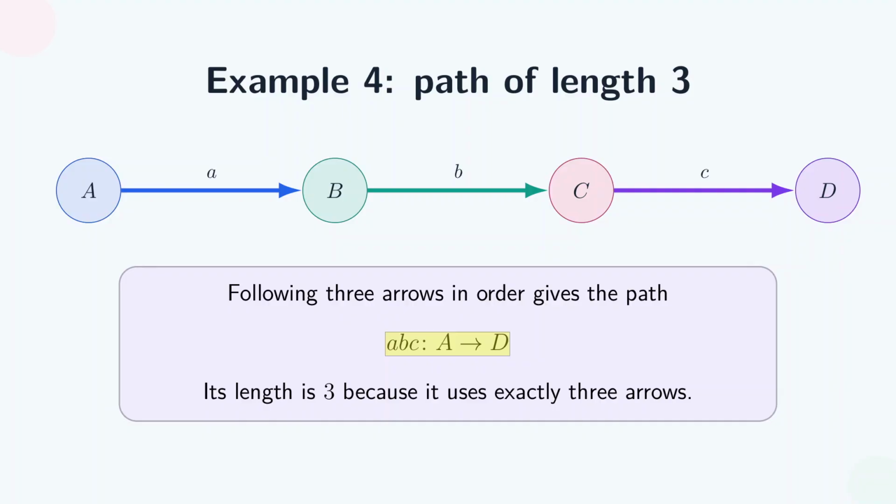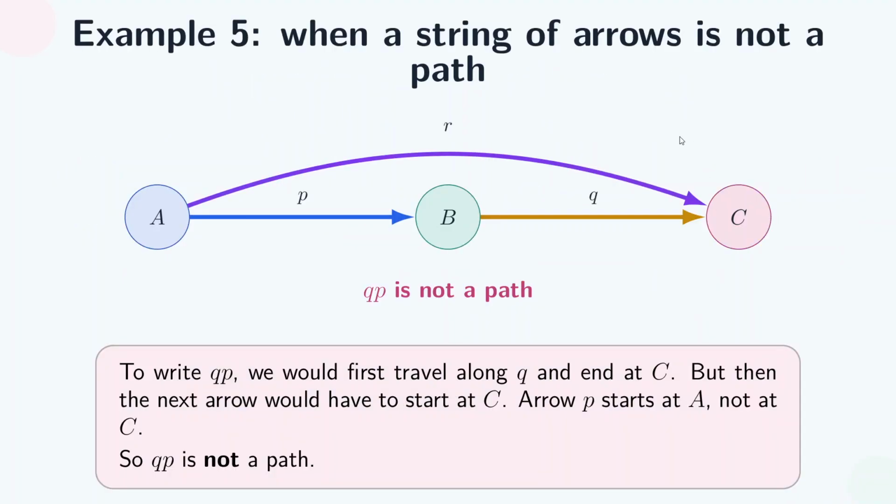Now we must be careful. Not every string of arrows is a path. This is a very important point. Suppose we have arrows P and Q, but we try to write Q then P. To decide whether this is a path, we read from left to right. So first we travel along Q. After that, we end wherever Q finishes. Now the next arrow, which is P, must begin exactly there. But in this example, P does not begin at that vertex, so the connection breaks. That means QP is not a path.